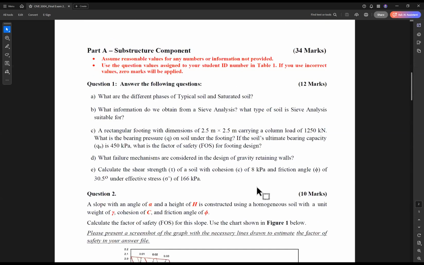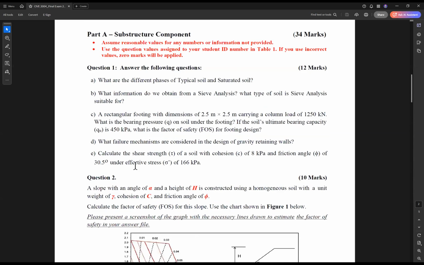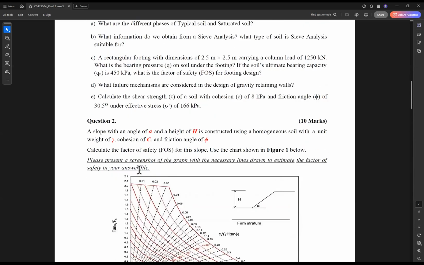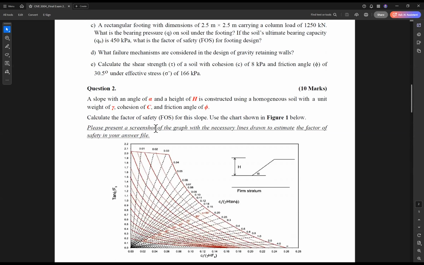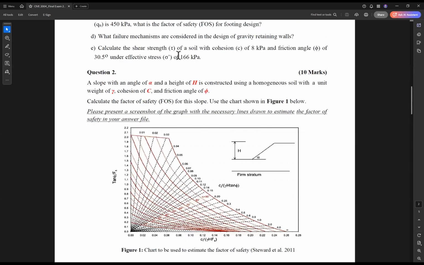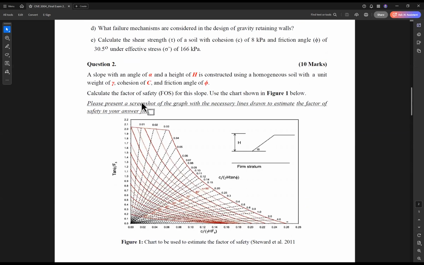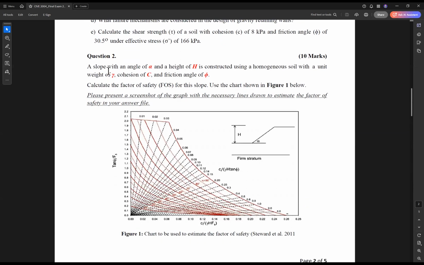Okay, so as you can see here, we have some short questions. They may be fewer this year, but the concept is the same. So we have some short questions and two big problems, or two calculation problems, for the substructure part. For example, here this is for slope stability. As you know, we have two methods for slopes, or two charts to use for slopes.